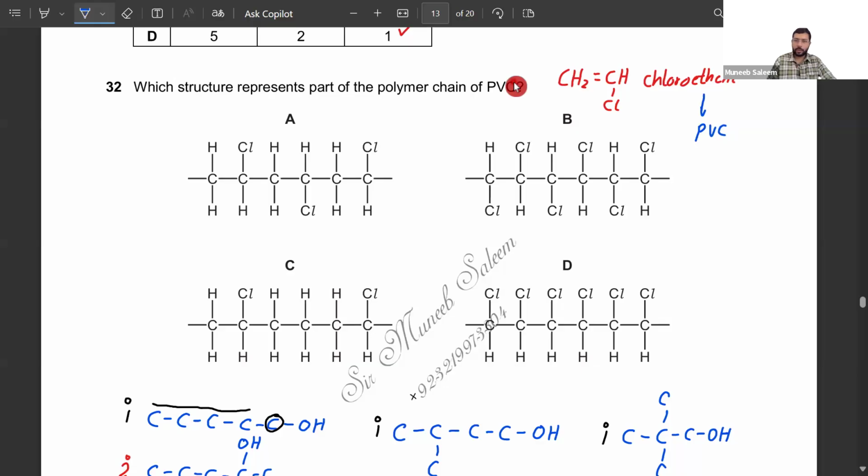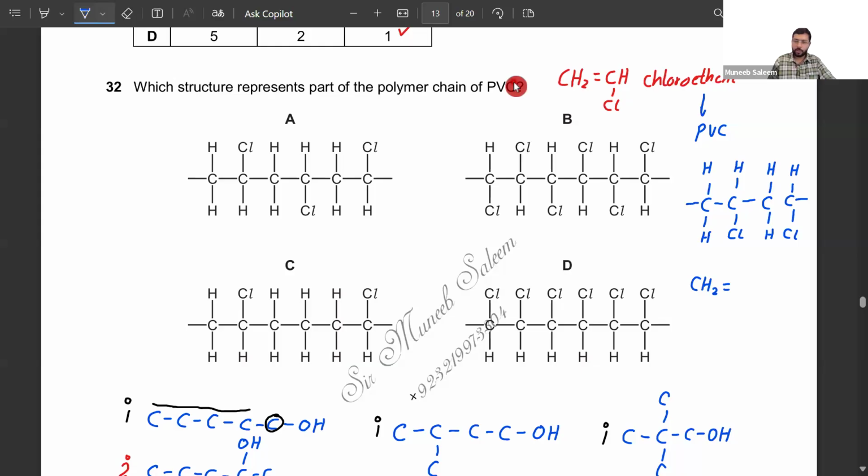That means if you expand this formula, it will look like this: CHH, then double bonded C, and then H and Cl. Now when you combine this similar monomer with the other monomer, it will have something like this. Now if you have to connect these two, you have to remove the double bonds from these two carbon atoms and replace them with a single bond, and then extended or dangling bonds on either side. You could have a combination like this, or you could have another combination.